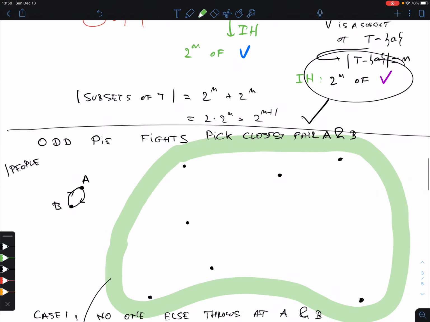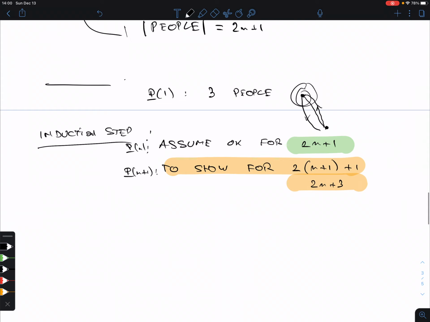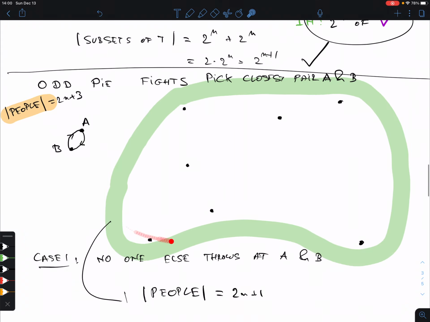So what we are doing here is we are proving this, right? So the number of people is 2n plus 3. Now, how many are sitting in the green part? Well, it's the whole group minus these 2, Alice and Bob. So 2n plus 1. Oh, but if there's 2n plus 1, I know that it is true. In other words, one of these guys is not going to get a pie in his face. End of story. Okay, that's good. So if that's the case, we are good.